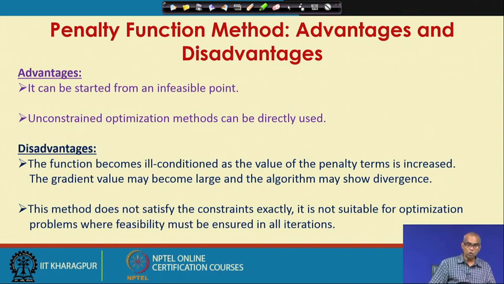There are some disadvantages also. The function becomes ill conditioned as the value of the penalty term is increased. The gradient value may become large and the algorithm may show divergence. Another disadvantage is that this method does not satisfy the constraints exactly. It is not suitable for optimization problems where feasibility must be ensured in all iterations.